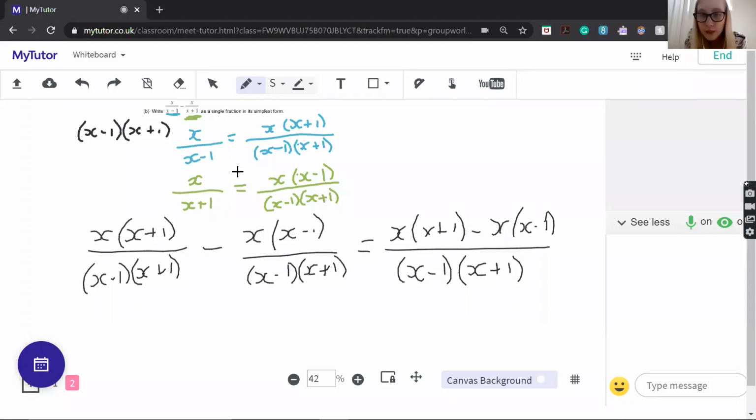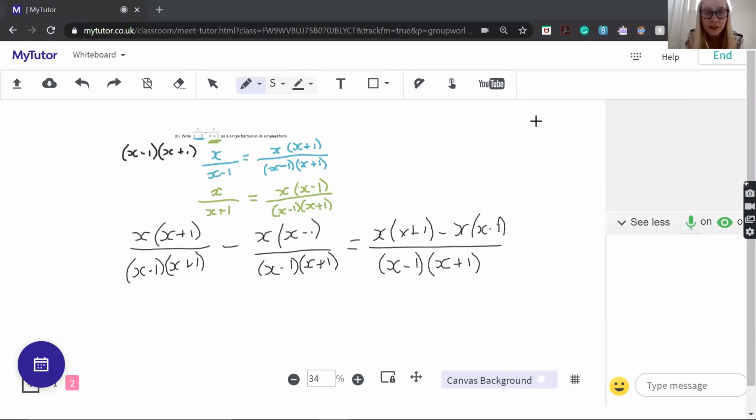Just going to check the chat to make sure that people are following. Yeah, someone's talking about expanding the denominator. We're going to do that at the end, that's a really good insight to have.